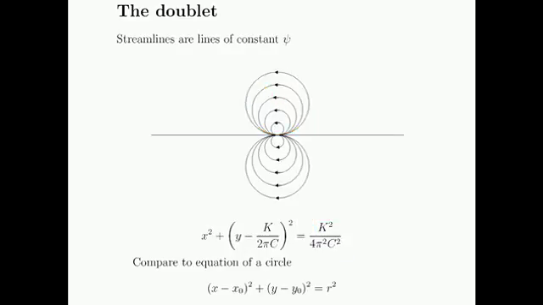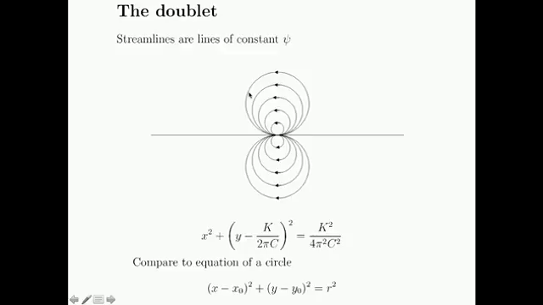Okay, and the other thing that I wanted to mention is that that doublet, I know that it seems weird because we mashed a source and a sink together so that they're co-located and we allowed the strength to asymptote towards infinity, but that doublet has a direction. The flow, if you can see my cursor, is coming out of the origin and then it's flowing in this counterclockwise direction around those streamlines.